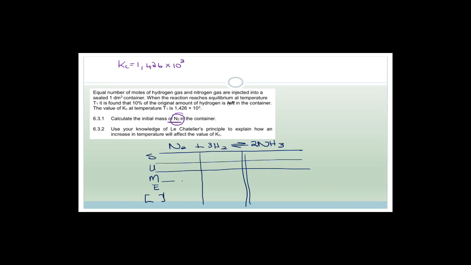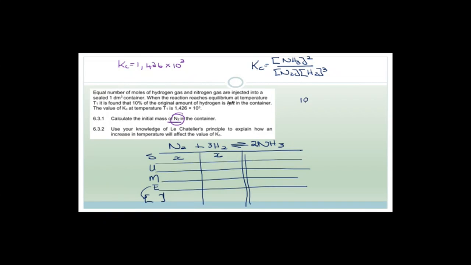They tell us that our Kc is 1.426 times 10 to the 3. We know that Kc is the concentration of the ammonia squared over the concentration of N2 times the concentration of H2 cubed. Okay, the volume is 1, so we don't have to worry. So this is the same as that, which is quite nice. They tell us we started with equal number of moles of hydrogen gas and nitrogen gas. When the reaction reaches equilibrium, we've got 10% of the original left.